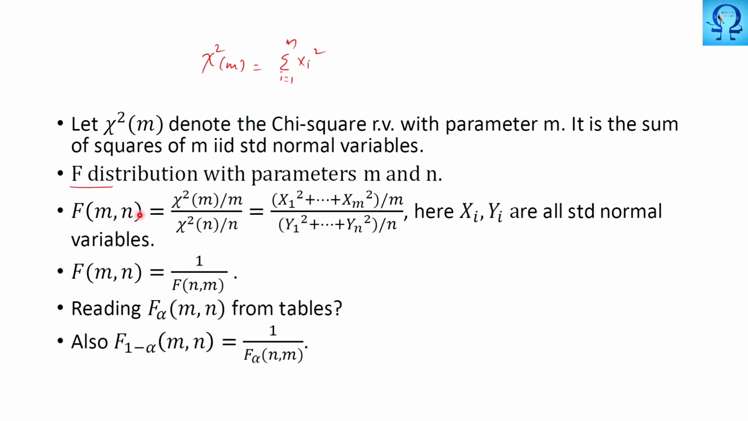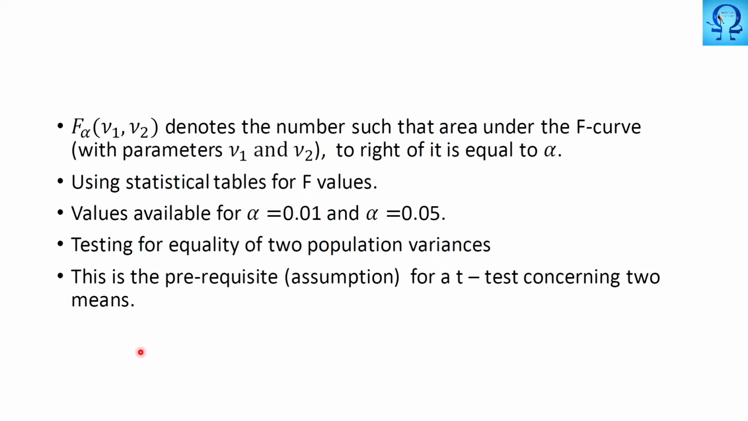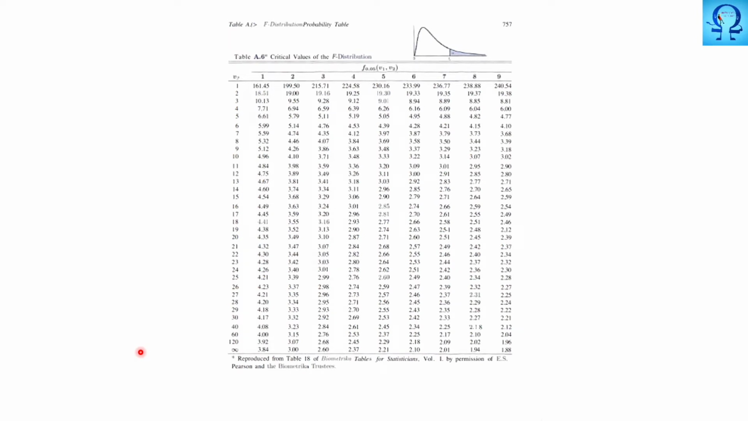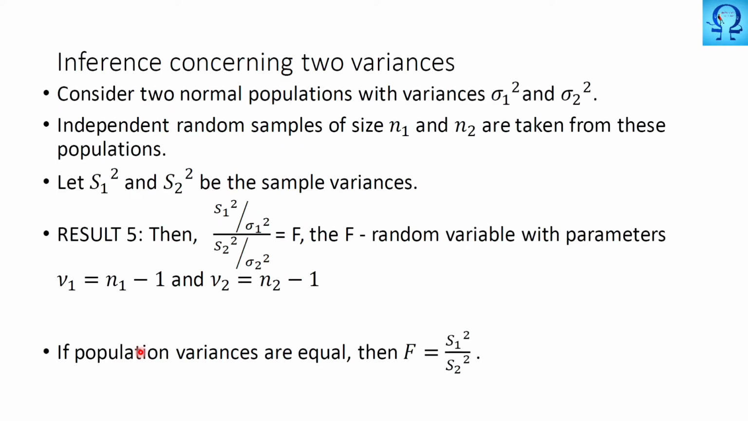From this we are able to see that F of m,n is the same as 1 upon F of n,m. And here also, with the level of significance, we will have to read the values from the table that I have shown in these two slides. When we are about to deal with the problems, I will explain how to read the values from this table. Moving further, in this we are going to test the inference concerning two variances.